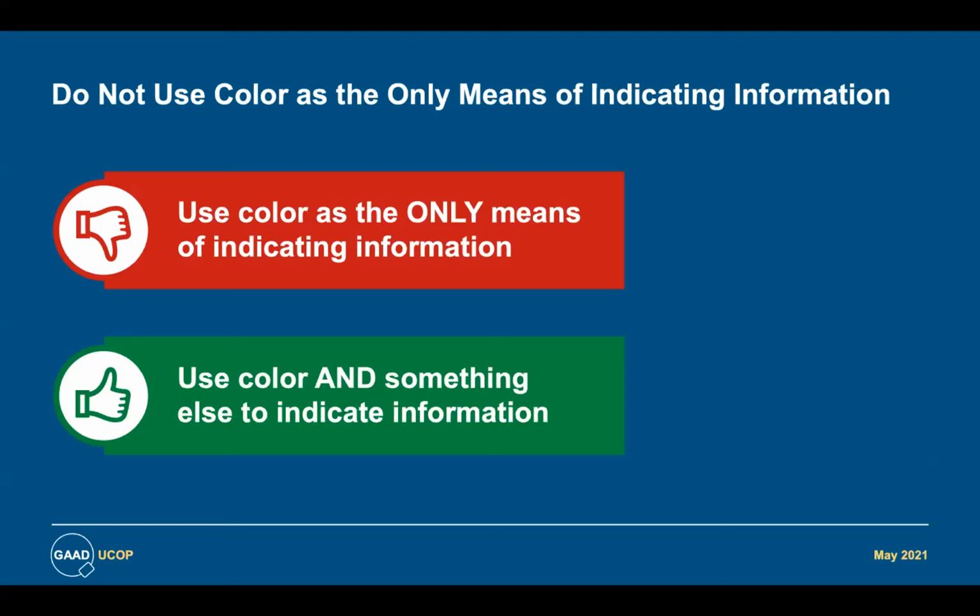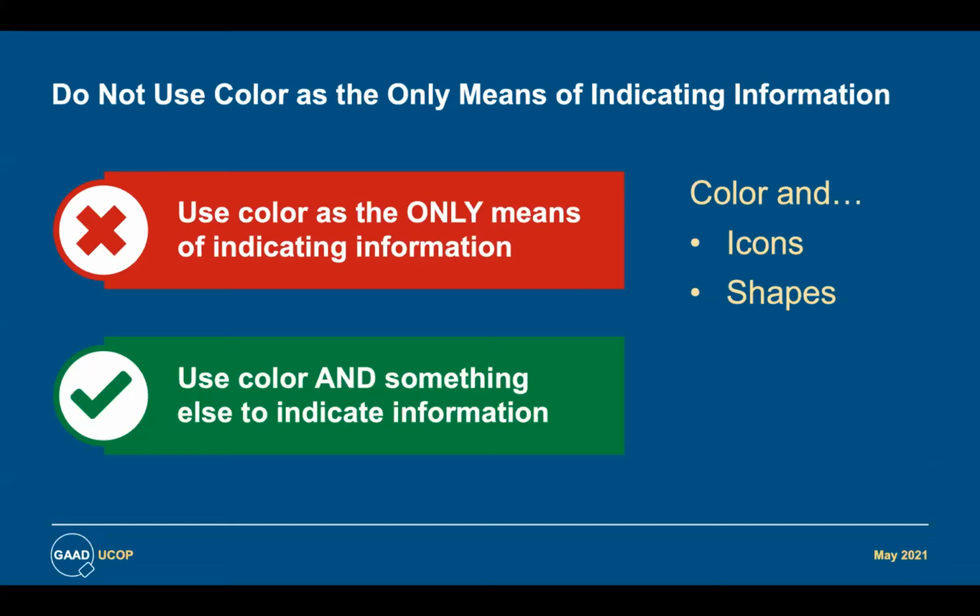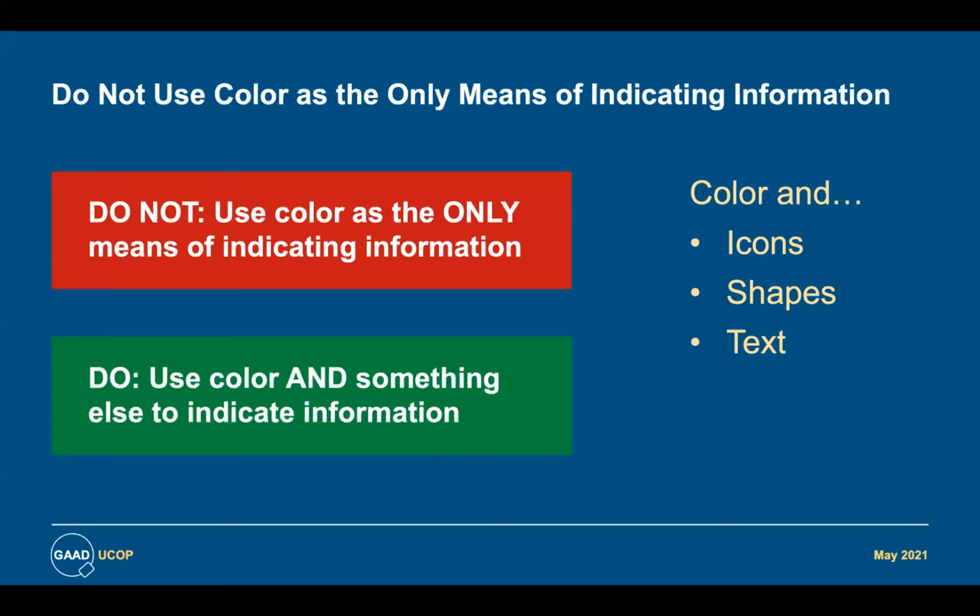So you can use color and something else to indicate information, such as icons. Like in this example, the thumbs down icon is shown with the color red, and the thumbs up icon is shown with the color green. Or you could use shapes such as squares versus circles, or in this example, an X for the incorrect information and a check mark for the correct information. Or you could use text such as the Do and Do Not labels that we've been using throughout this presentation.